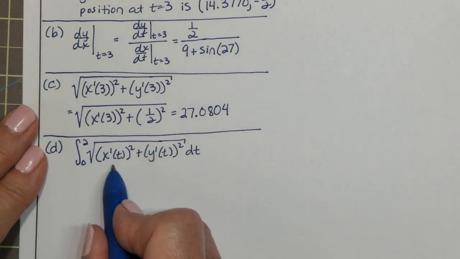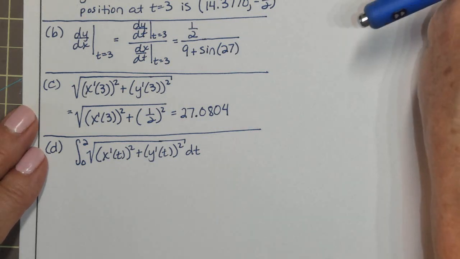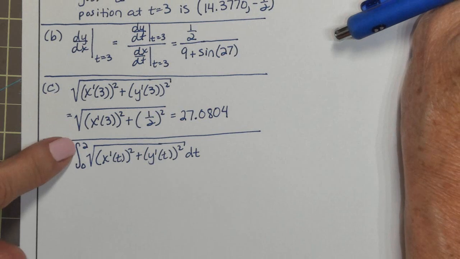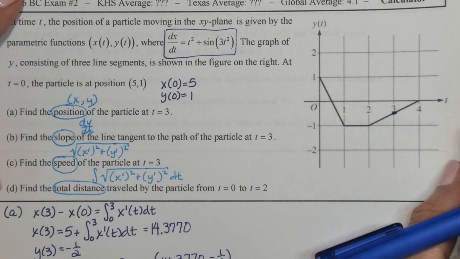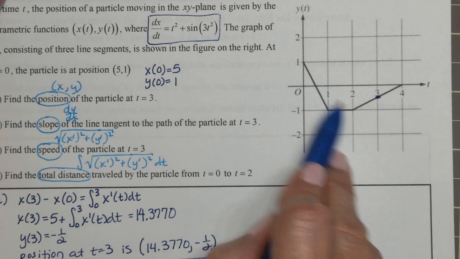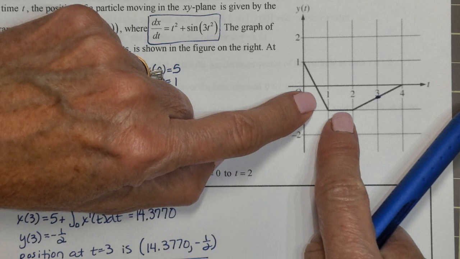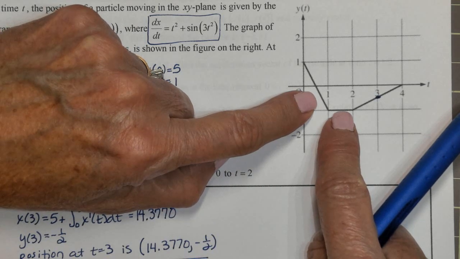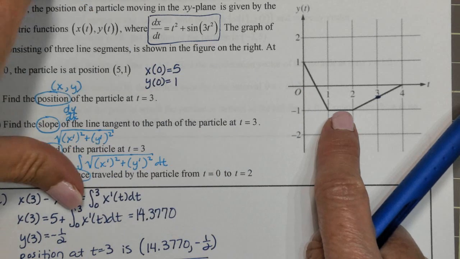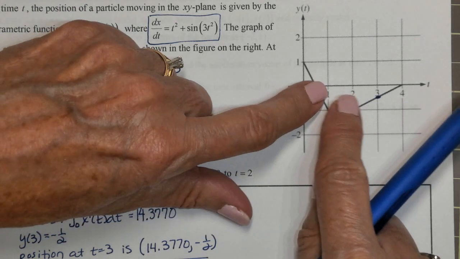X prime I have an equation for. Y prime I do not have an equation for. Let's go look at our graph. Remember, I want this from 0 to 2, and I'm looking at the slope of this because I want y prime, right? And I see 2 different pieces. So I'm going to have to split that integral into 2 pieces: one piece from 0 to 1 and one from 1 to 2.